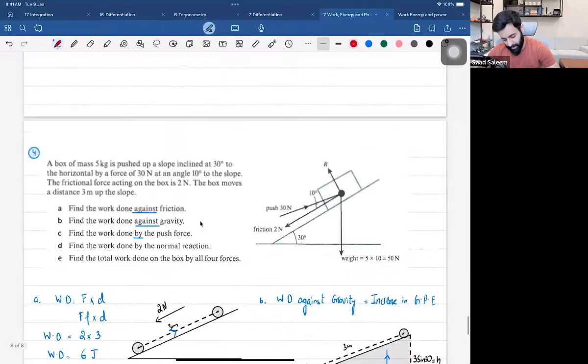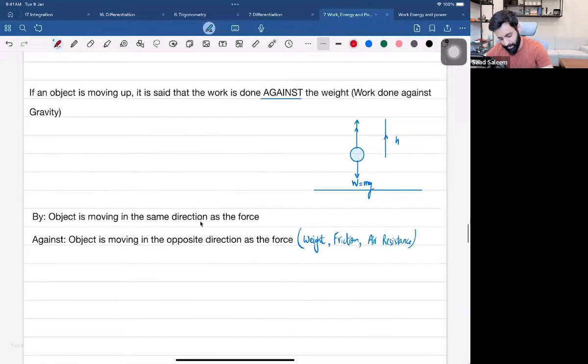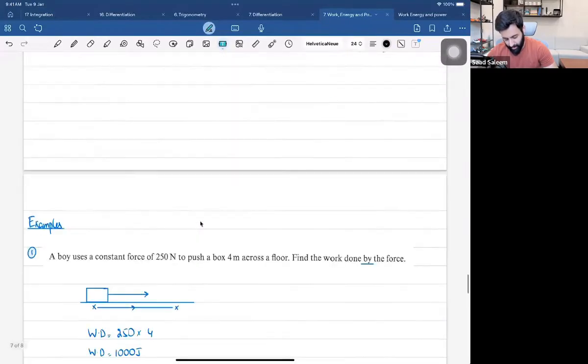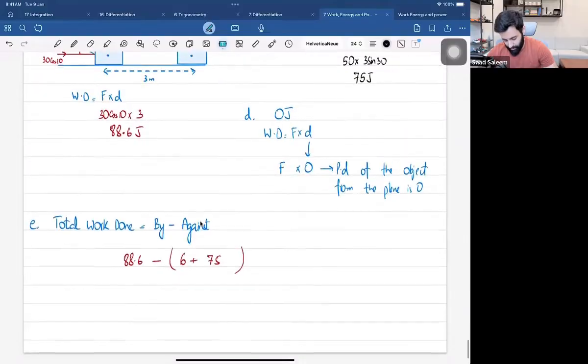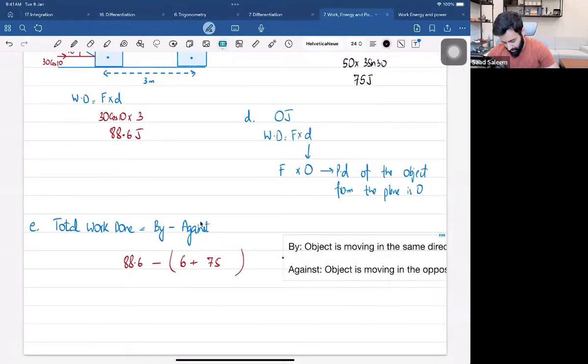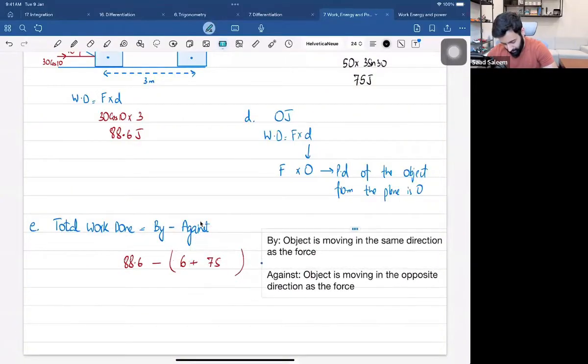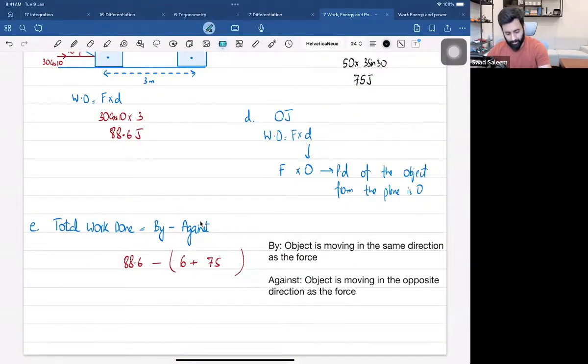So what's by and what's against? This is what we mean by and against. By means the object is moving in the same direction as the force. Against means that the object is moving in the opposite direction to which the force is acting. So this is how we find the total work done. So 88.6 minus 6 minus 75 will be equal to 7.6 joules. That is the total work done.